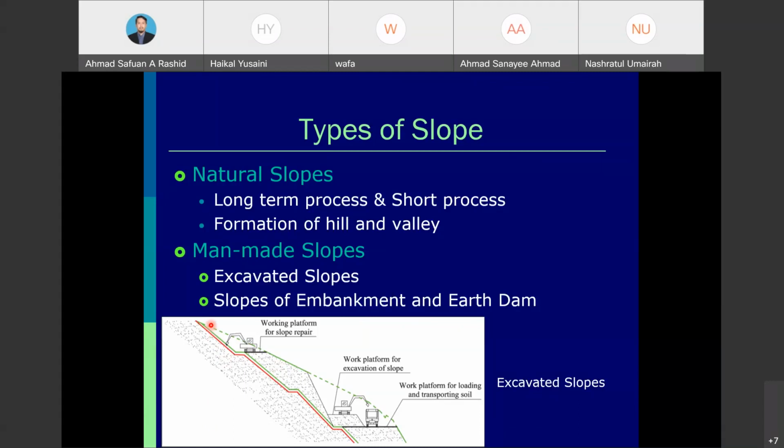This green line is the excavation part, where the dashed green line is the actual formation elevation of the natural slope. Because of the development of that particular area, they need to excavate the slopes. So when we disturb the slope, the factor of safety value will differ compared to the natural slope.